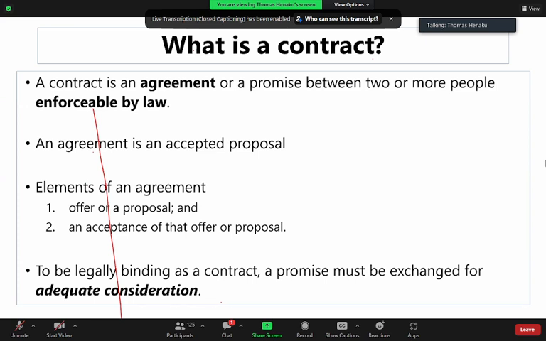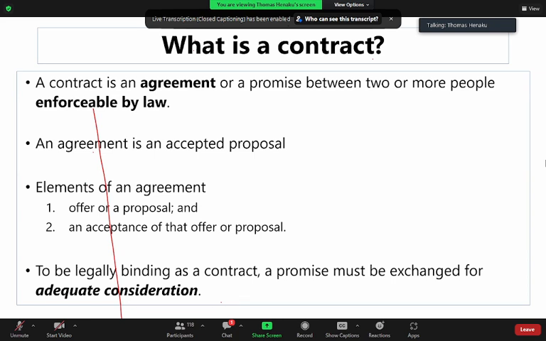Okay, so an agreement is what? We're trying to find out what an agreement is. And we are saying that it's basically an accepted proposal. So if Mr. A or Kwame proposes to buy lunch for Kwesi, and Kwesi agrees, okay, thank you, there's an agreement. The question is, is this kind of agreement a contract? Well, let's move ahead and see. So the next point I'm making is that an agreement consists of two elements: an offer or a proposal, or if you like, a promise, and an acceptance of that offer, proposal or promise.